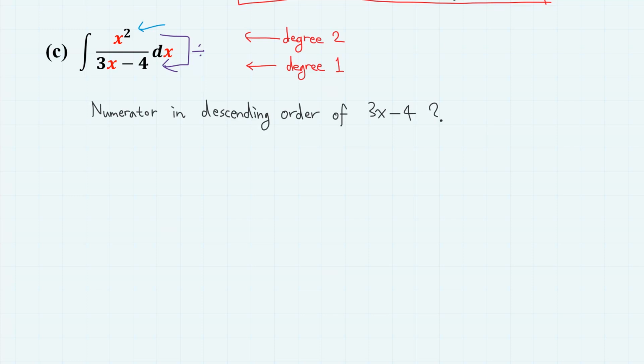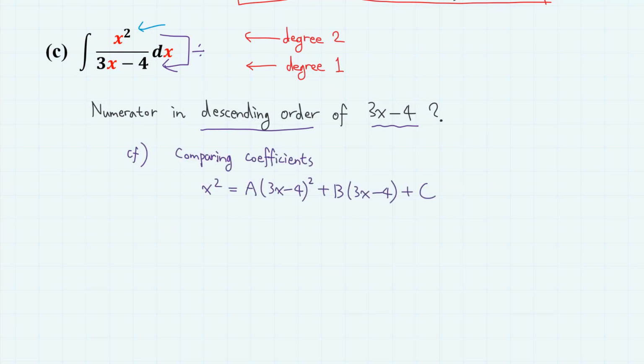In other words, we rewrite the numerator in descending order of the denominator 3x minus 4. You may write x squared as a times (3x minus 4) squared plus b times (3x minus 4) plus c and compare coefficients to determine the values of a, b, and c. Or in a much quicker way, you can do this. We have x squared, which means that we surely have (3x minus 4) squared term when rearranged in descending order of 3x minus 4.